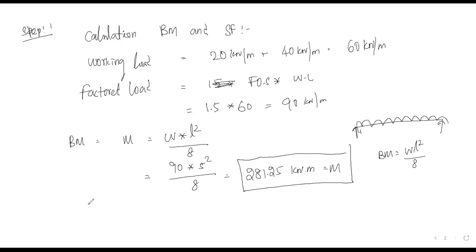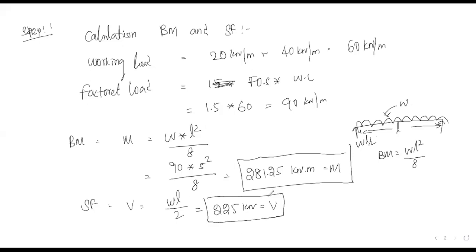Next we should move on to the shear force value, V. So here this is W, this is L, so WL by 2 is the shear force value. So 225 kilonewton is the shear force value. So the first step is over.